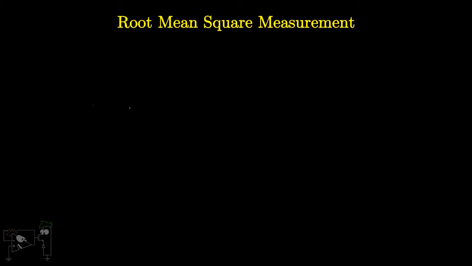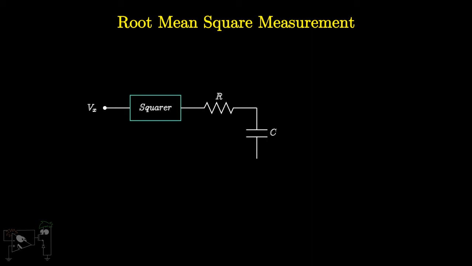Hence, we first take a squaring circuit to get the square. Next, we cascade it with a low-pass filter, which acts as an averaging circuit. At this point we have the average of the squares. Finally, we cascade this with a square rooter. Hence, we're left with the square root of the average of the squares, which is the RMS value.